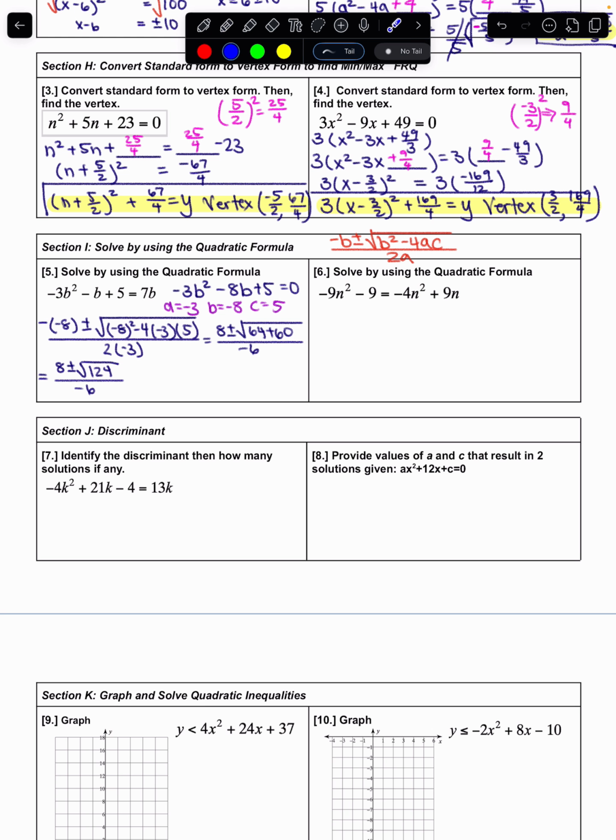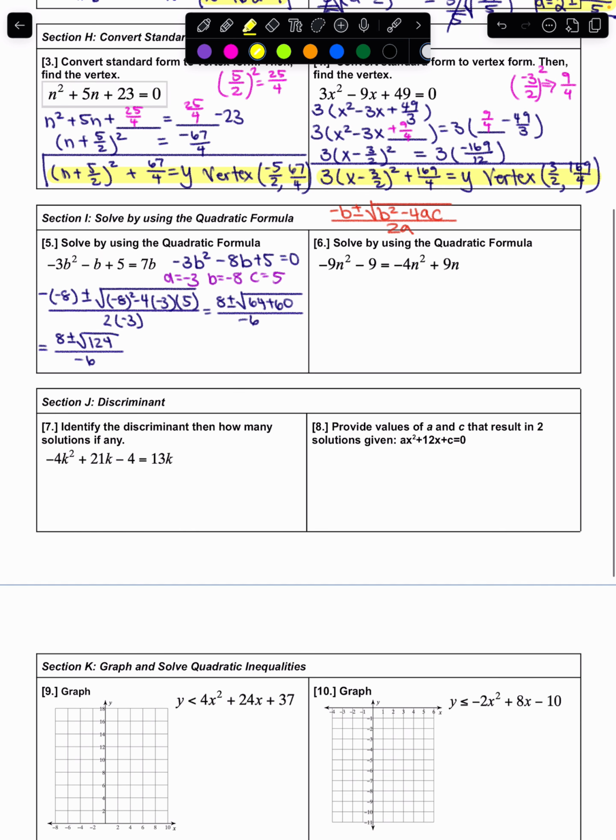What we have to do next is simplify if we can. Inside the radical is 124. If the inside of the radical is not a prime number, that should be a clear indicator that maybe you could simplify the radical.